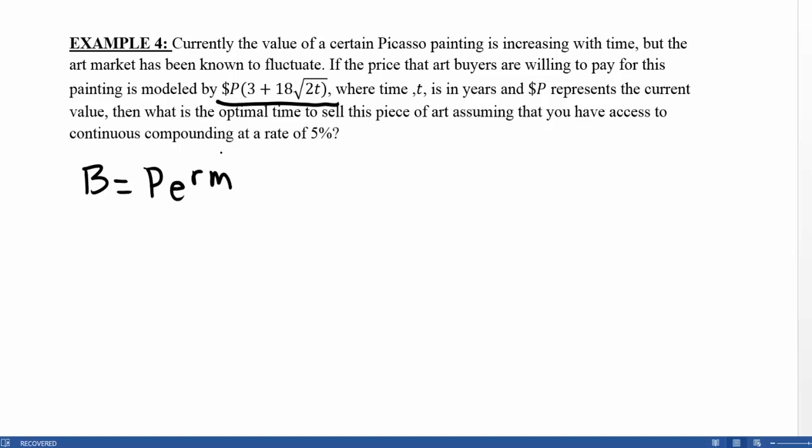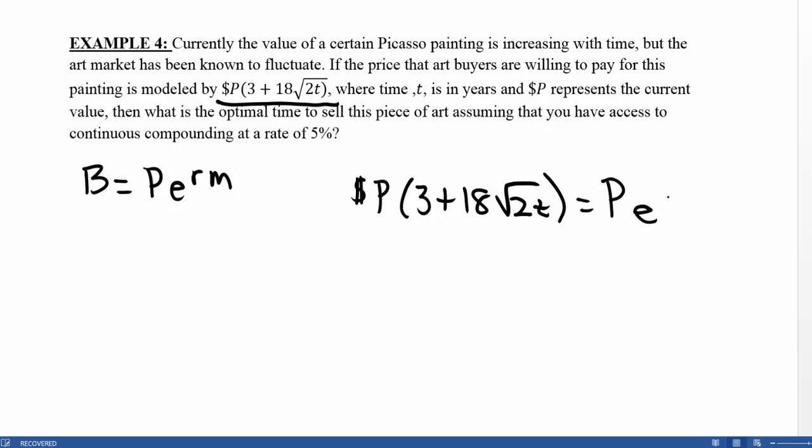So what do we know? We know that this function represents our future value. So plugging this in, we have p dollars times (3 plus 18 times the square root of 2t) equals present value times e to the 0.05t. That's our 5% interest rate. Now, normally we'd use an m here, and instead, I'm going to use a t, and I think you'll see why in a minute.